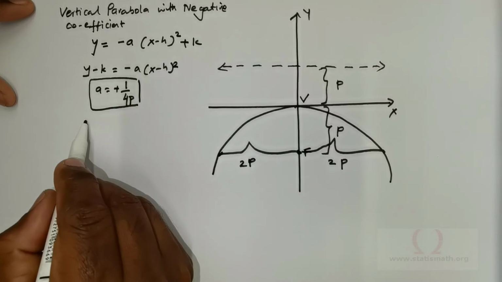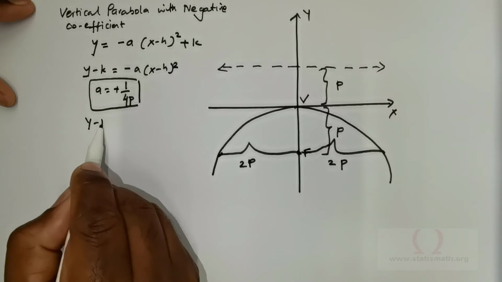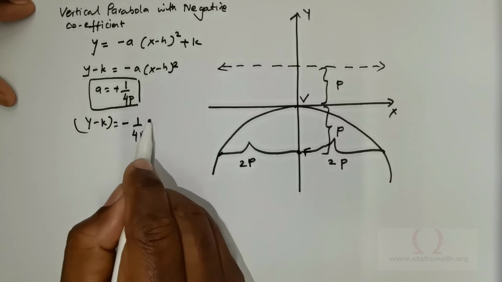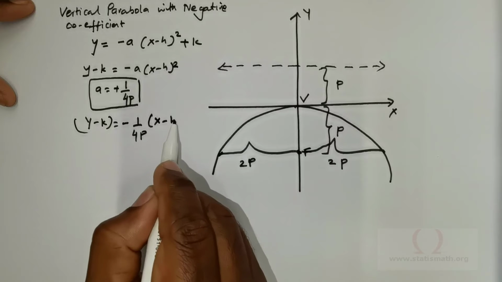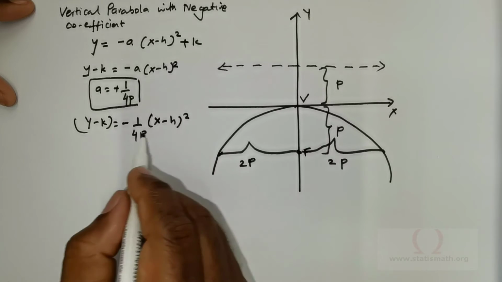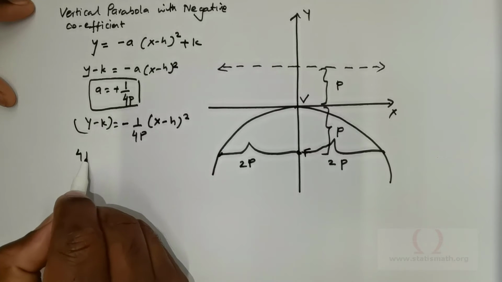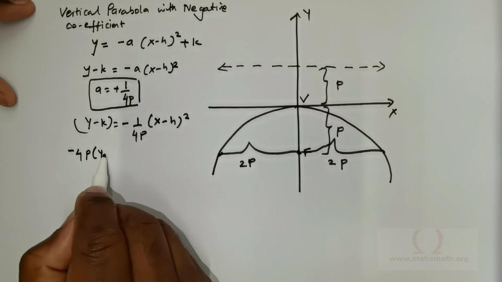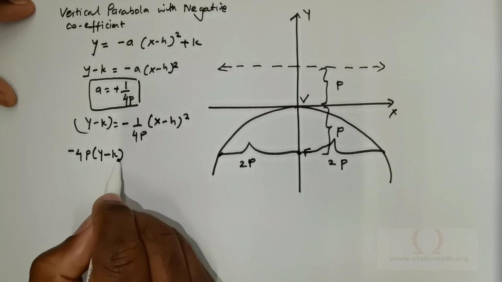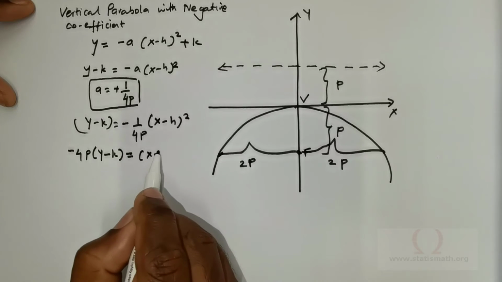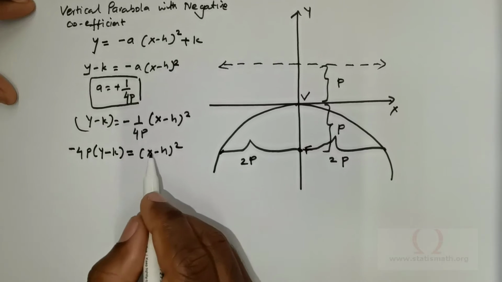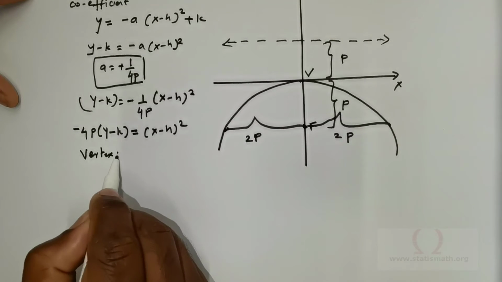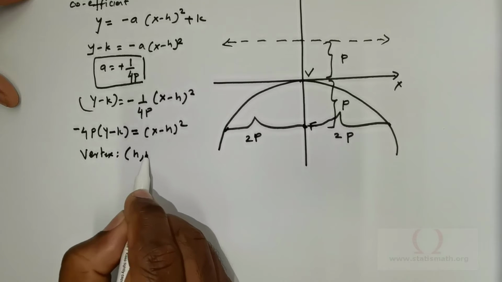Now if I were to substitute it here, it's going to be y minus k is equal to negative 1 over 4p times (x minus h) raised to the power 2. I can cross multiply and write this as 4p, taking the negative sign along with that. So it's going to be negative 4p times (y minus k) is equal to (x minus h) raised to the power 2. So the vertex is going to be h comma k.